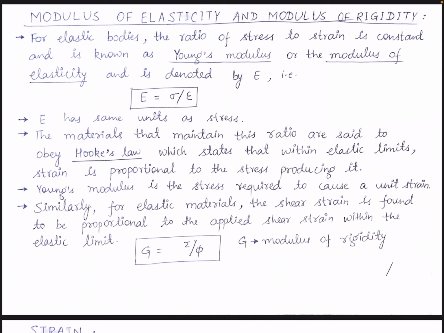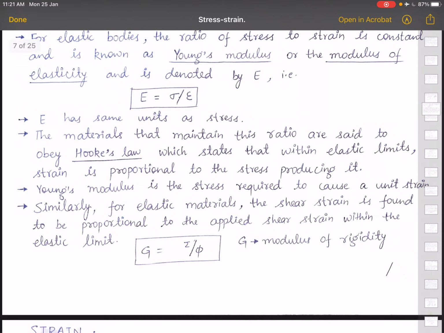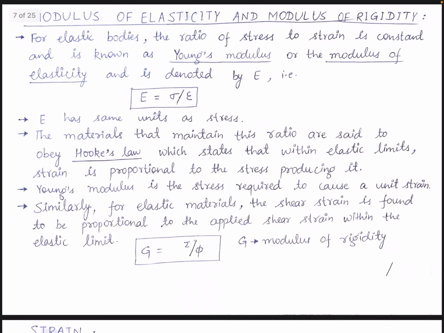Clear? Now the Young's modulus is the stress required to cause unit strain. If strain is 1, then what is your elastic modulus? It will be equal to the stress. Similarly, for elastic material, the shear strain is found to be proportional to the applied shear stress within the elastic limit. So tau is your shear stress and phi is your shear strain.